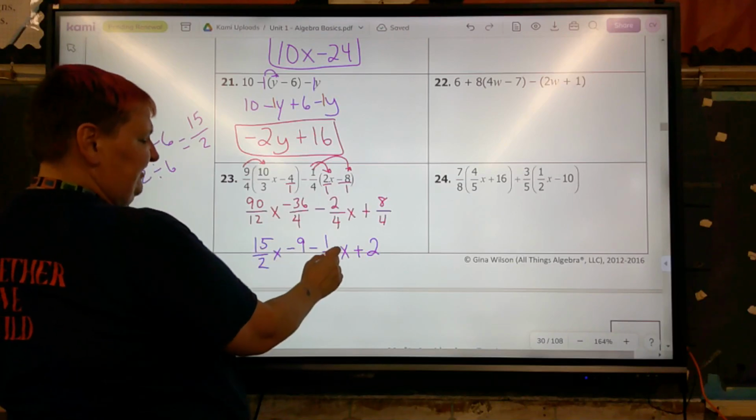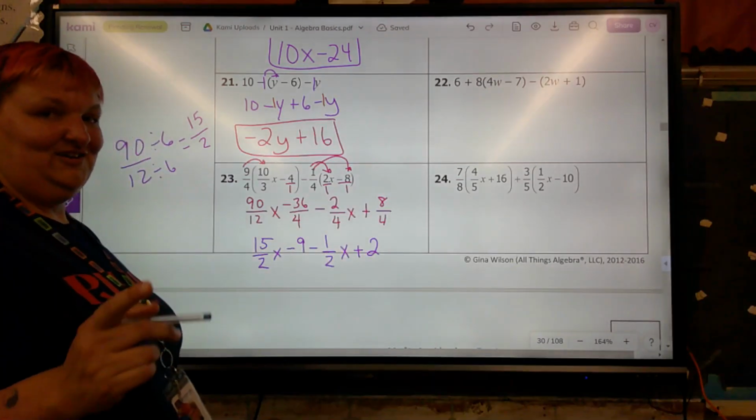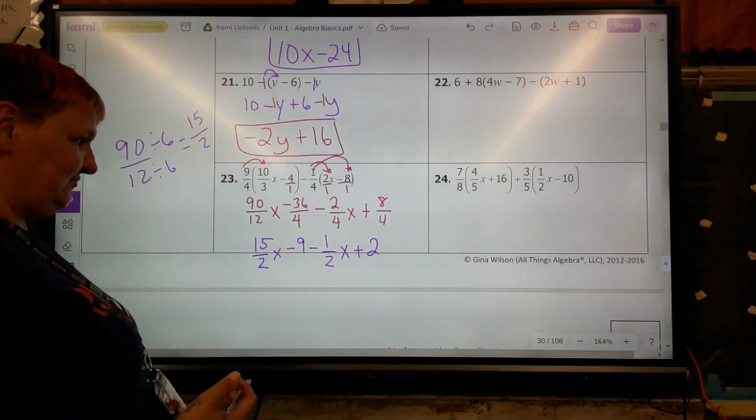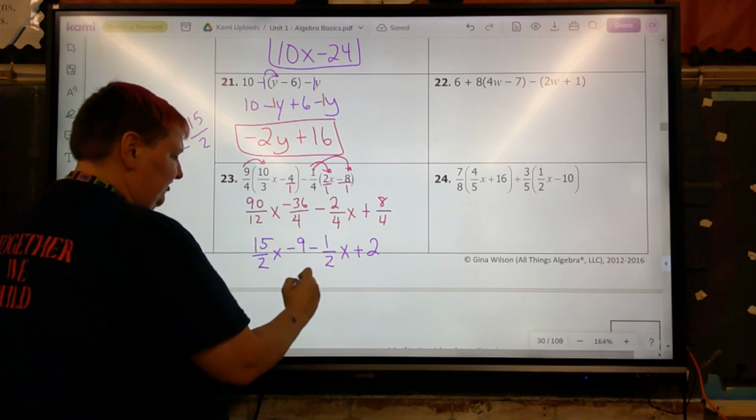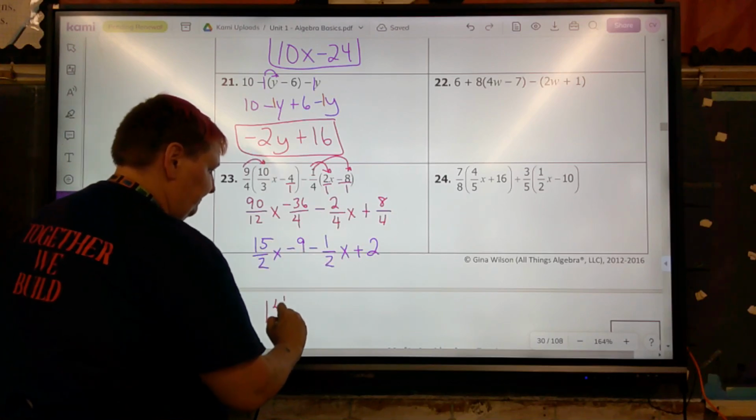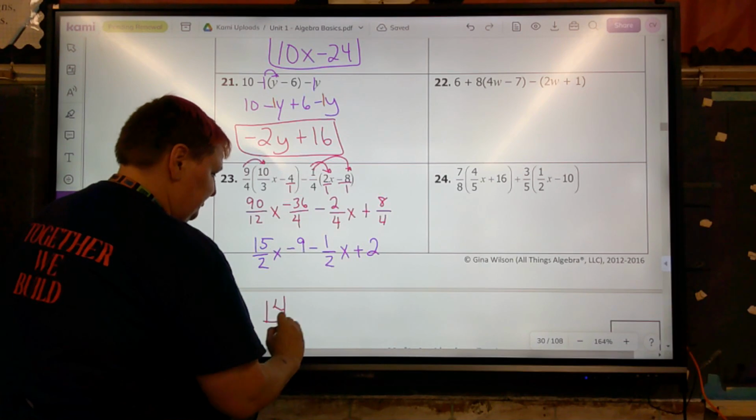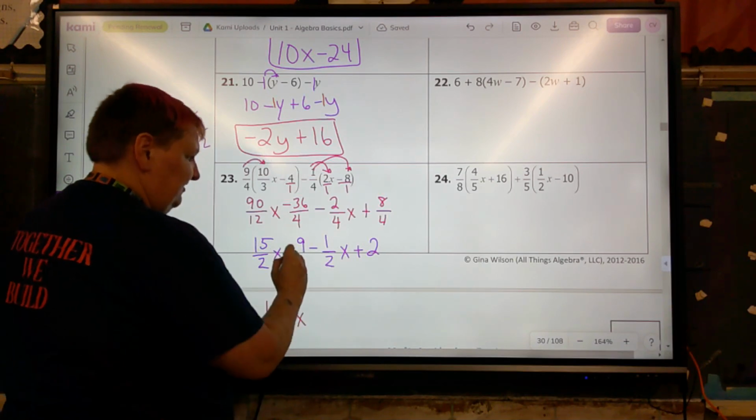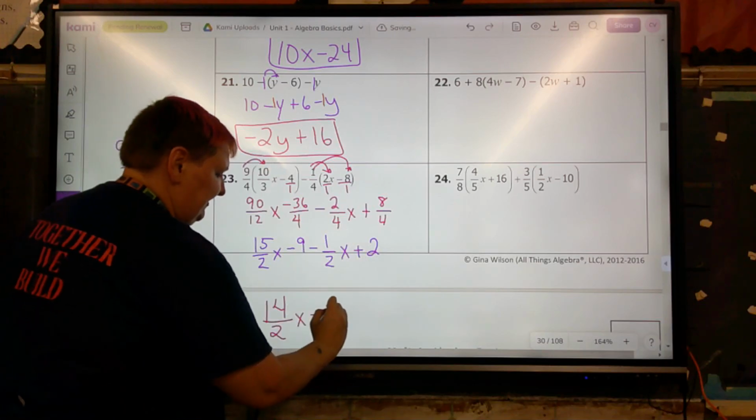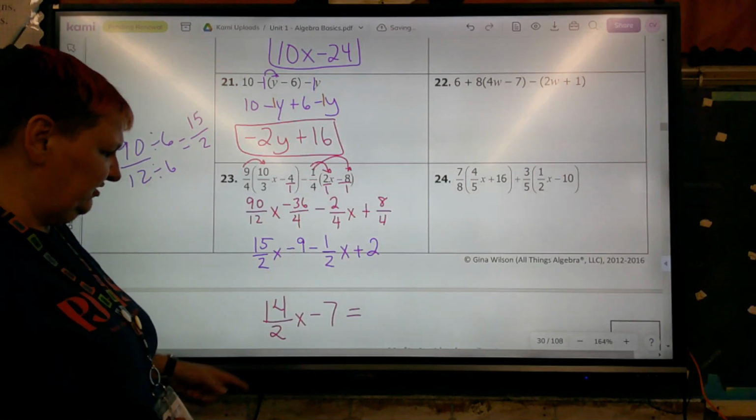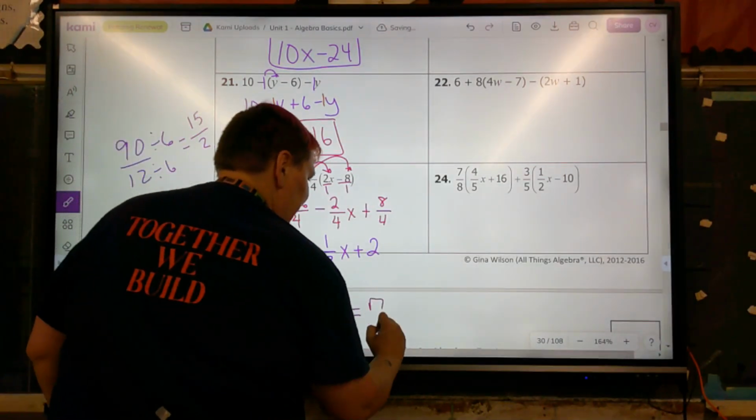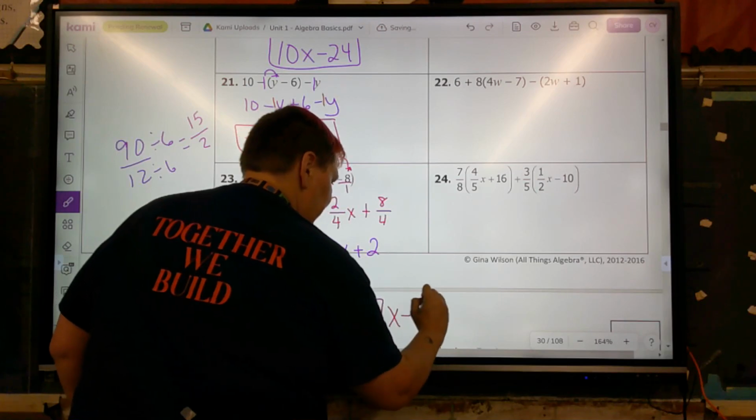15x minus x. Thank goodness the denominator is already the same. Phew. 15x minus 15 minus 1 is 14 over 2x. Negative 9 plus 2 is negative 7. 14 divided by 2 can be simplified. Now you're down to 7x minus 7.